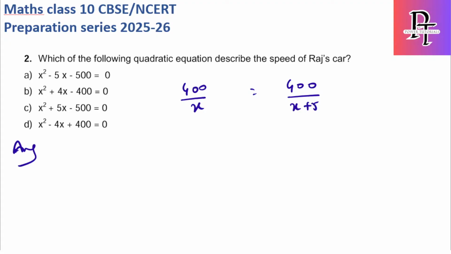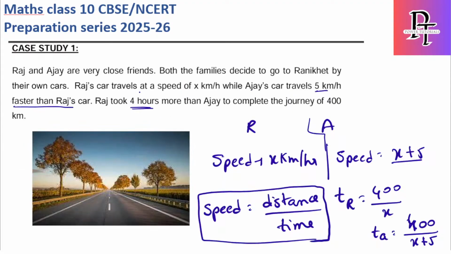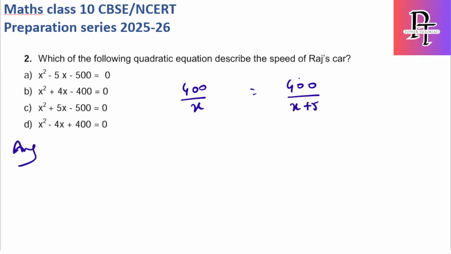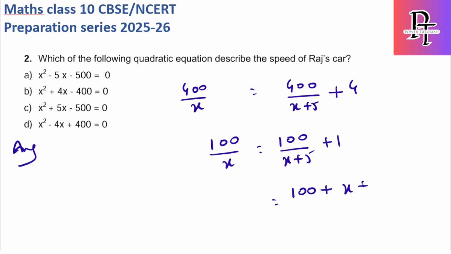What is the relation between these two? The time taken by Raj's car is 4 more than Ajay. So this is Ajay's, this is Raj. Raj is 4 more than Ajay. Simply cancel 4 on both sides, and this becomes 100 by x is equal to 100 by x plus 5 plus 1. Let's take LCM here. This becomes 100 plus x plus 5 by x plus 5, and here it is 100 by x. Let's cross multiply.